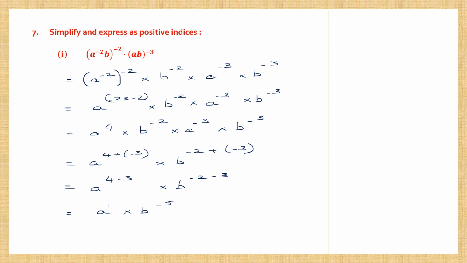That is, this can be written as a to the power of 1, which is simply a, and b to the power of minus 5. Our question says write as positive indices. So our power has to become positive. So a is written as it is. To make the power positive, we write the reciprocal. So b by 1 becomes 1 by b, or we put b down and write the positive power. So a by b to the power of 5. So this will be our final answer, and this has a positive power.